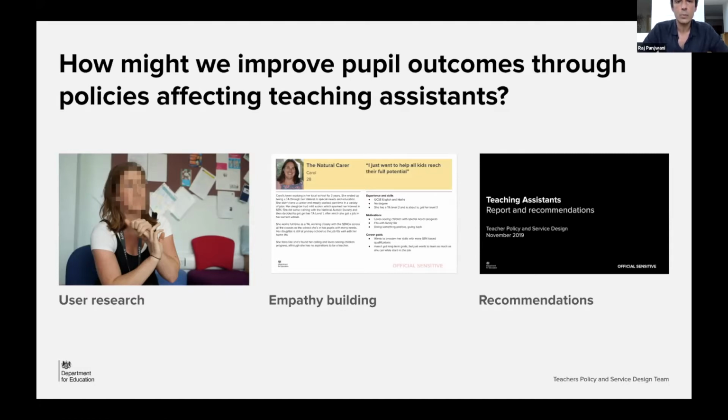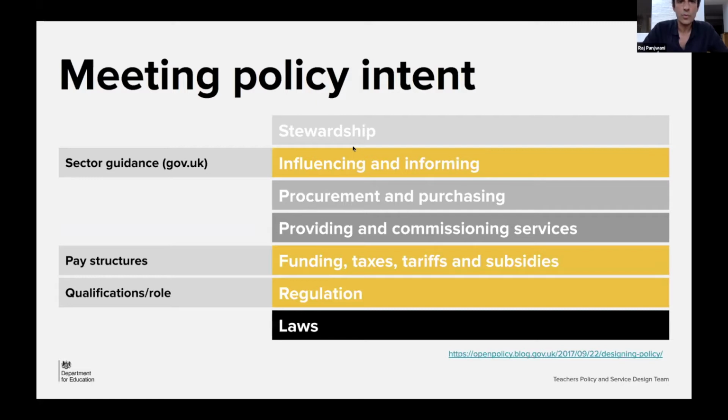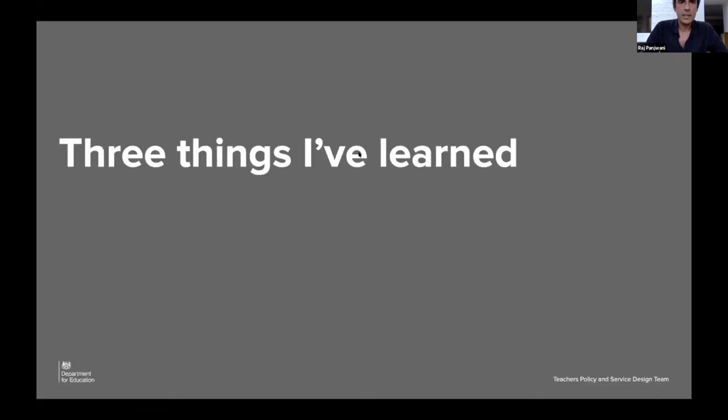so ministers and policymakers could see who these people were. And then off the back of that, we made some recommendations, which haven't yet gone anywhere, and I'm not sure they will. But if they did, they might go towards pulling these levers. There might be some sector guidance on how you might employ TAs. It might stretch to pay structures, and also looking at their qualifications and role, which might be under regulation. So yeah, I think that is the 2 projects I was going to show.